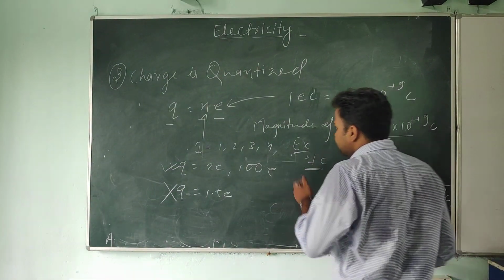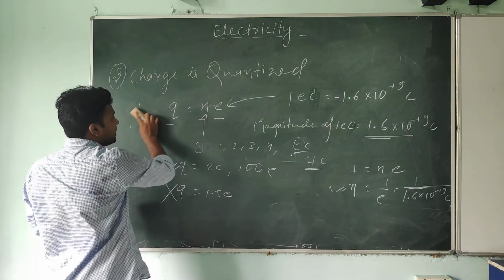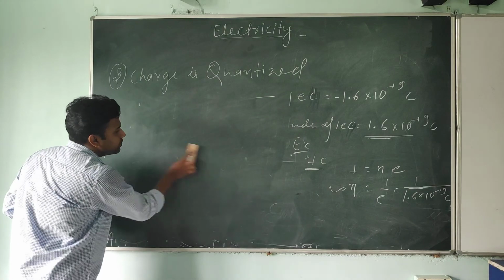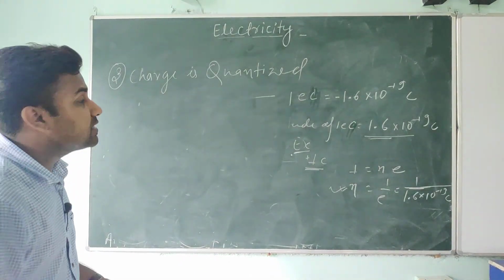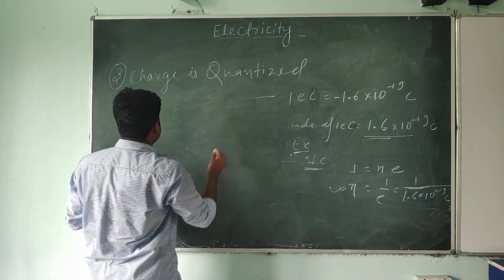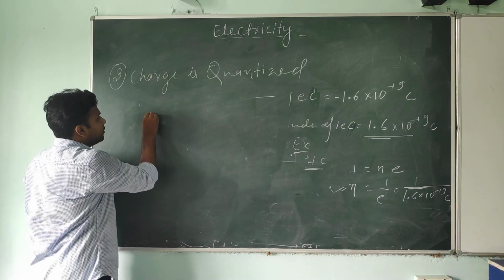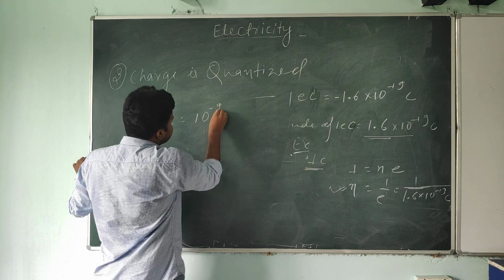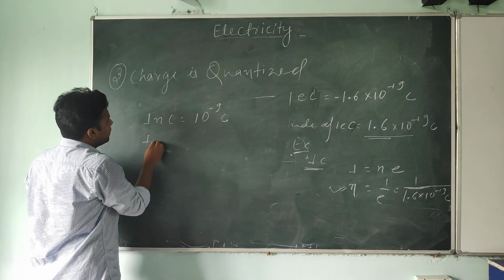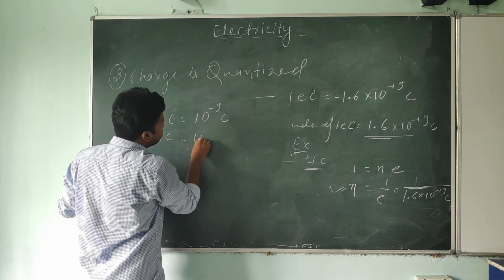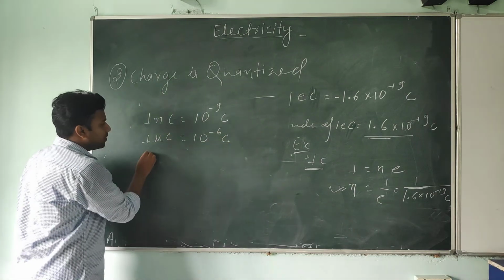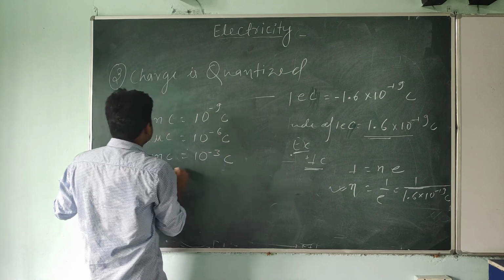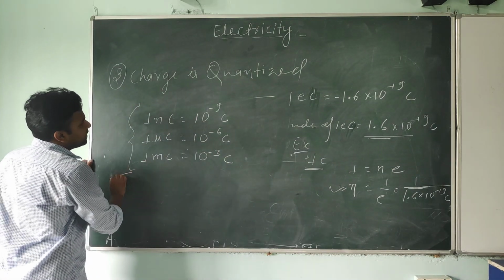Now one more important thing, students: what are the practical units of charge? This is the smallest unit. The SI unit is coulomb, we already understand. The practical units are: 1 nanocoulomb, which is 10 to the power minus 9 coulomb; 1 microcoulomb, which is 10 to the power minus 6 coulomb; 1 millicoulomb, which is 10 to the power minus 3 coulomb. Okay students, so these are the practical units.